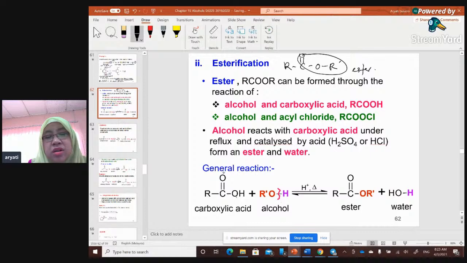This is an alcohol. Alcohol will break the bond between O and H. Carboxylic acid will break the bond between C and OH. So it will release H2O. The H of H2O, shown in purple, is contributed by the alcohol, and the OH is contributed by the carboxylic acid. So it will produce RC double bond O, OR prime.